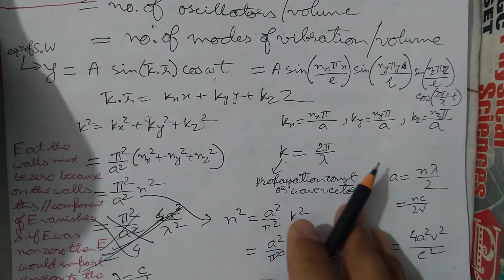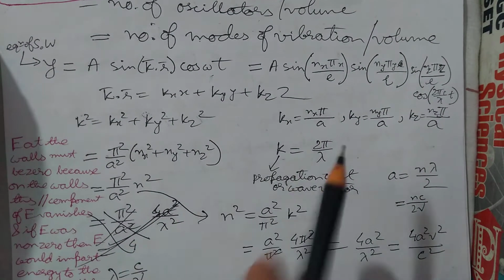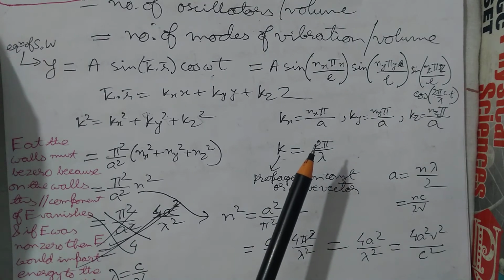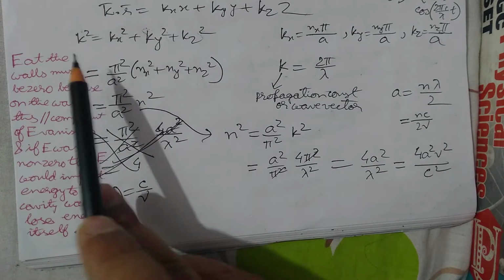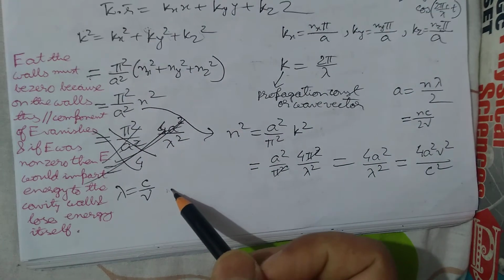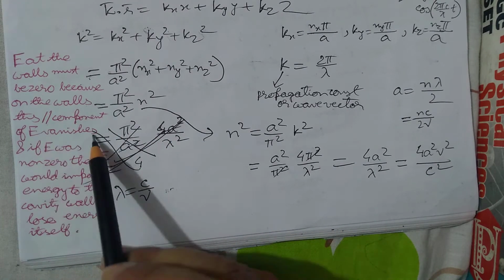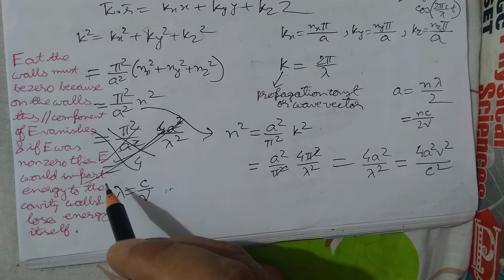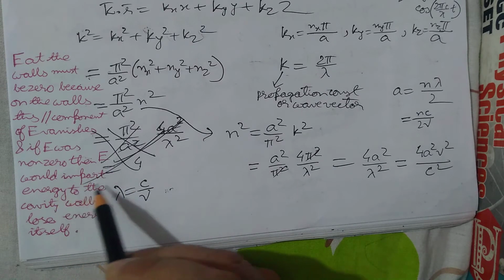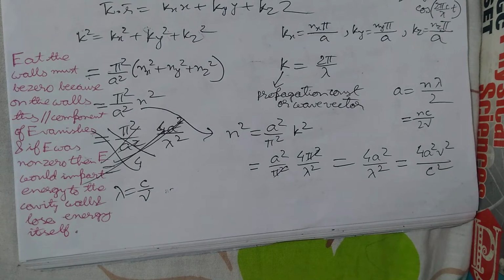You can prove it mathematically, and you can prove it physically also. E at the walls must always be zero. That is, the electric field at the wall, since they are electromagnetic waves. E at the walls must always be zero, because on the walls the parallel component of E vanishes, and if E was non-zero, then E would impart energy to the cavity walls and lose energy itself. We don't want that, since this is in equilibrium.